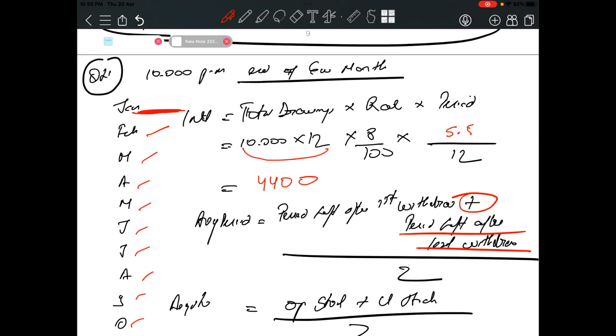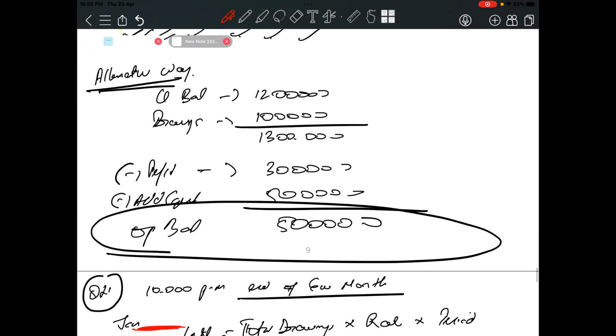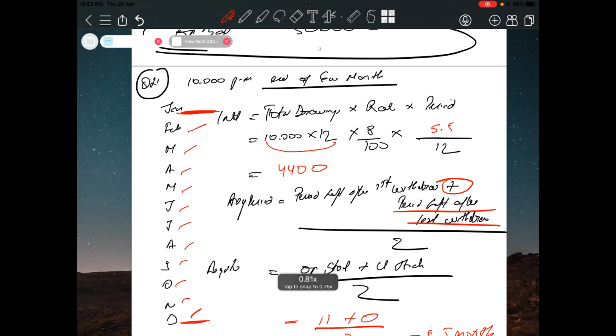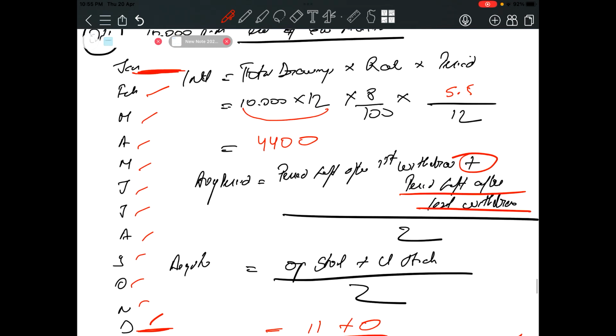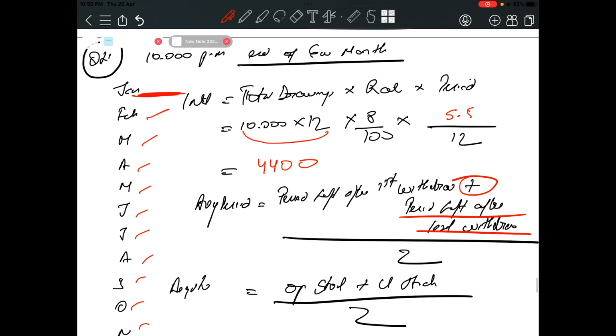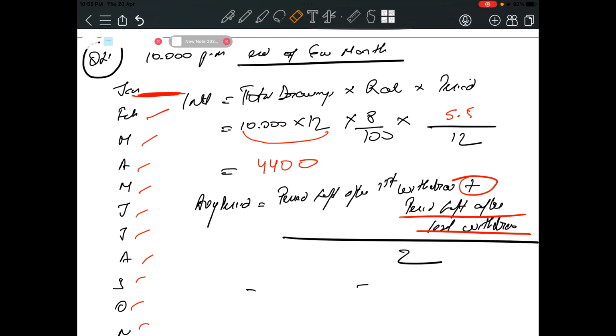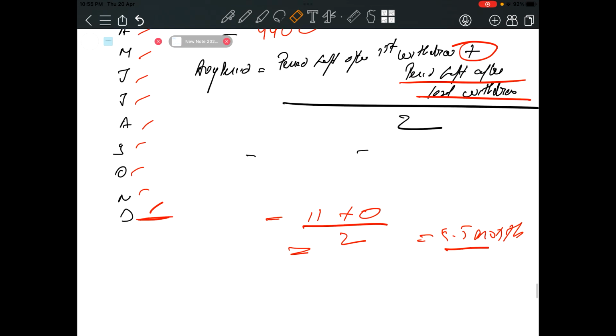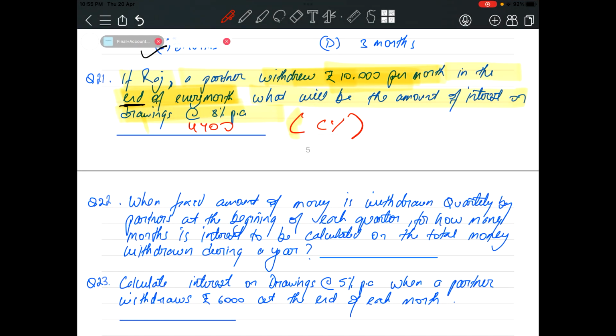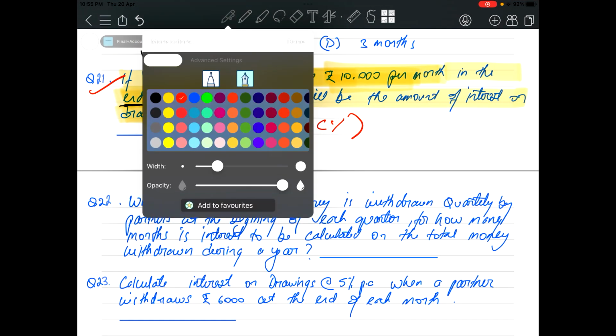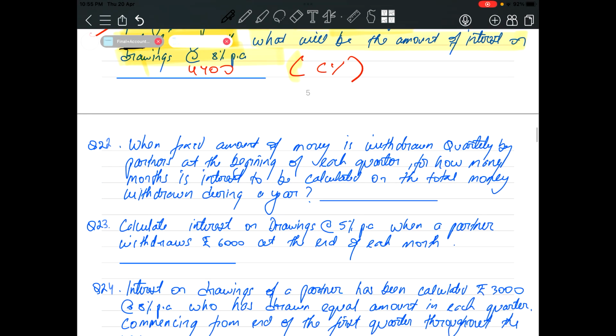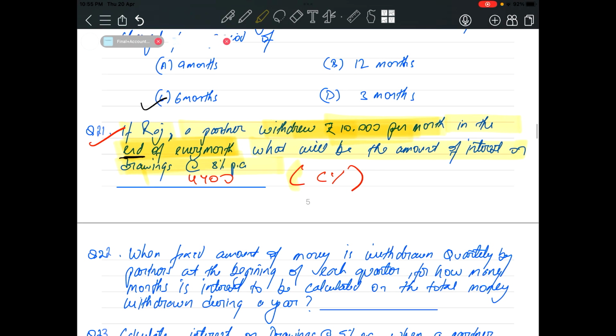If you want, you can note this down. I hope this is clear. Now let's move to question number 22. What is question number 22 saying? If you want to take a screenshot of question number 21, you can take it.